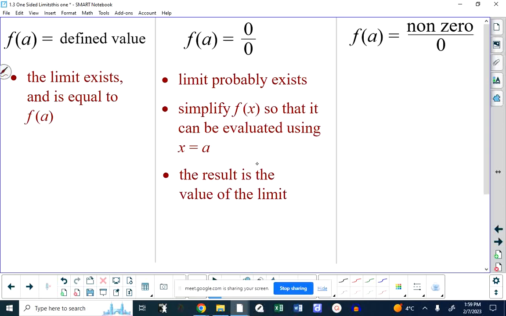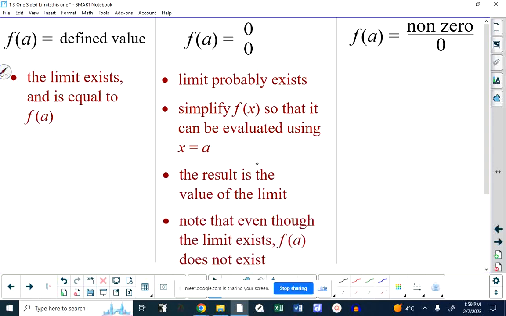There's a really important point to be made here, though, and it's that even though the limit exists in this middle column, f of a does not exist. Or, I'm going to tweak that a little bit, f of a is not equal to f of x at that point. We're going to talk more about that today with one-sided limits.